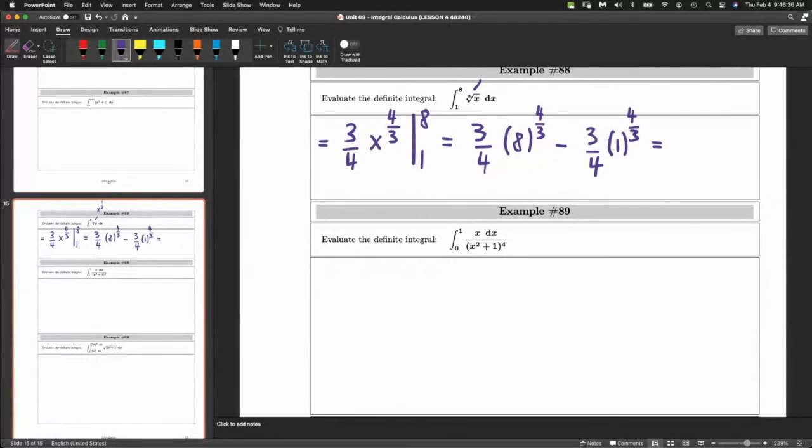So let's take a look here. I'm trying to do it in my head. Anybody else? Did they get 45 over 4? Anybody else get 45 over 4? It's so quiet. Thank you, Stephen.